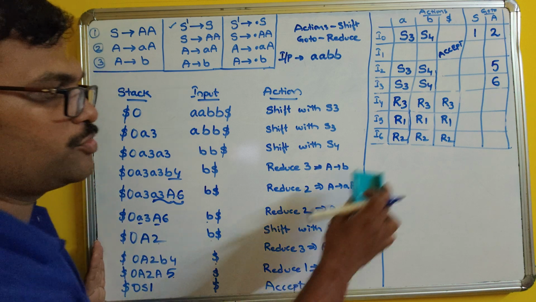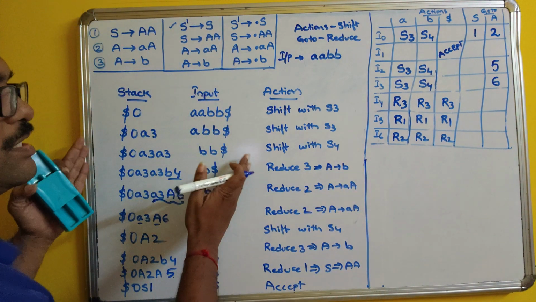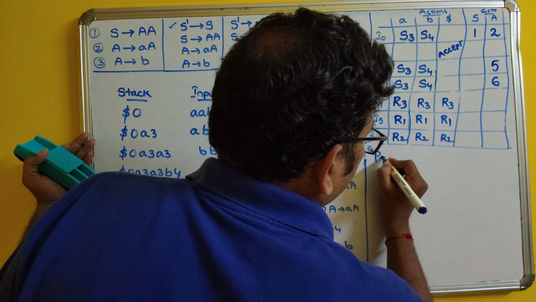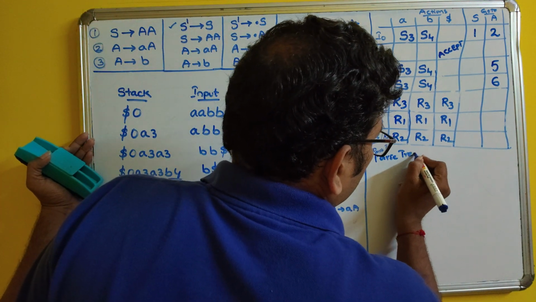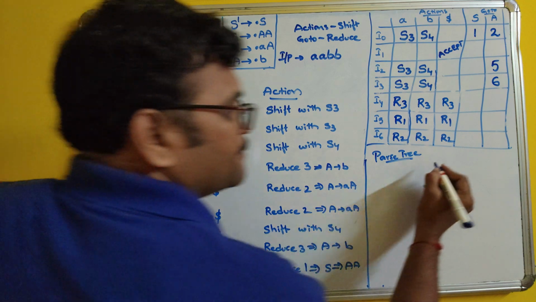Hope you understood. Now the last step. So this is the parsing of input string. Now the last step is a parse tree. So what's a parse tree? From bottom we have to go. So what's the bottom?